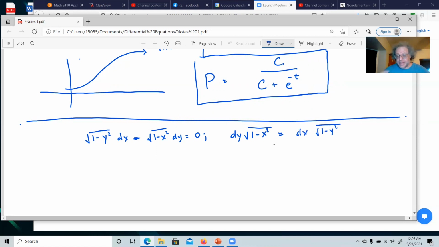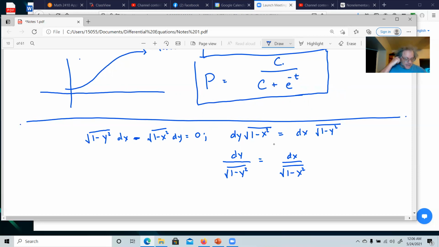Okay, and now it seems to be a pretty simple way of dealing with this, right? This is going to be dy over the square root 1 minus y squared, and that is equal to dx over square root of 1 minus x squared.